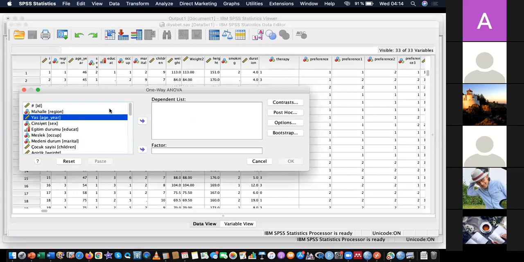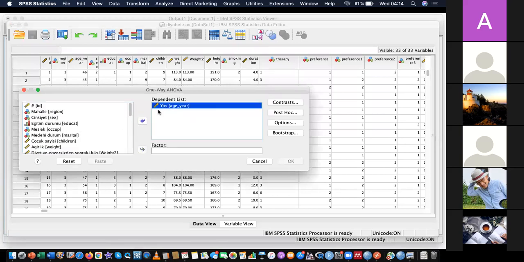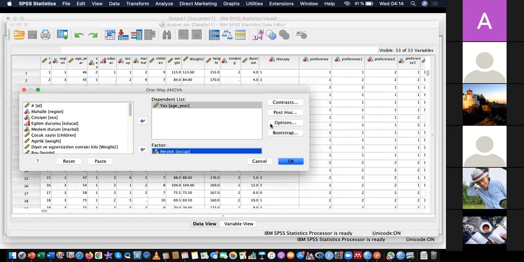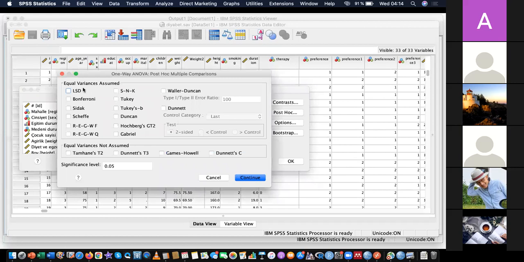I want to compare age, a numerical variable, between the different occupational groups. There are more than 2 occupational groups, and here I have post-hoc comparison. Among the post-hoc comparisons, there are many methods to make post-hoc adjustment. First, Bonferroni is the classical one, we said.